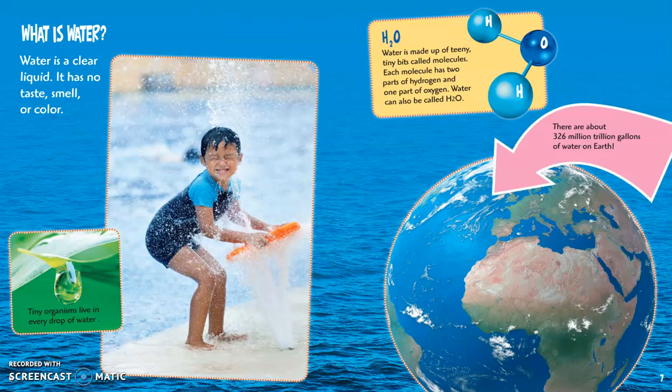What is water? Water is a clear liquid. It has no taste, smell, or color. Tiny organisms live in every drop of water. Water is made up of teeny tiny bits called molecules. Each molecule has 2 parts of hydrogen and 1 part of oxygen. Water can also be called H2O. There are about 326 million trillion gallons of water on Earth.